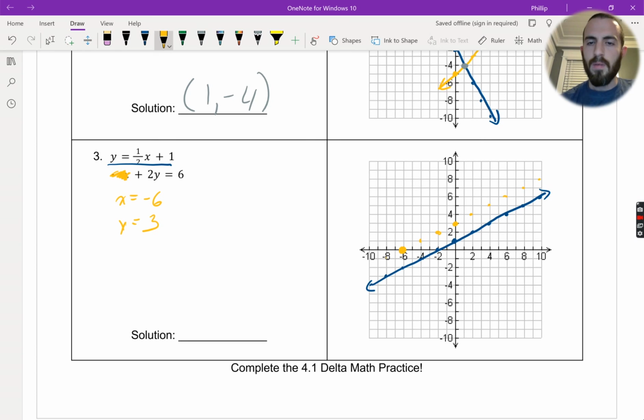But if we continue our line, what you notice is that these two lines are parallel. Because they are parallel, they will never intersect, and that means that there will be no solution.